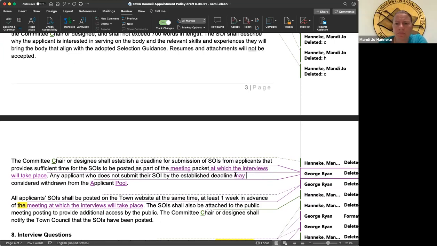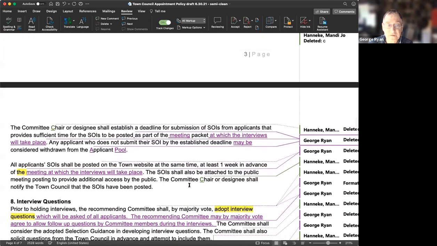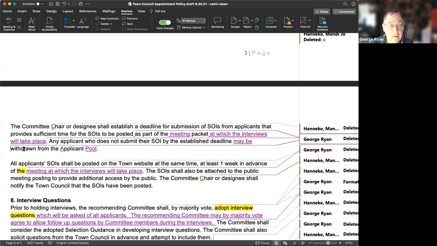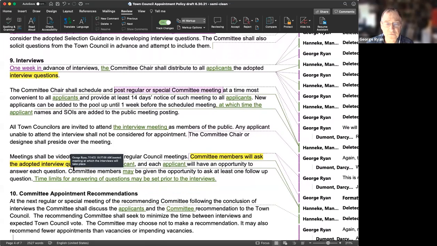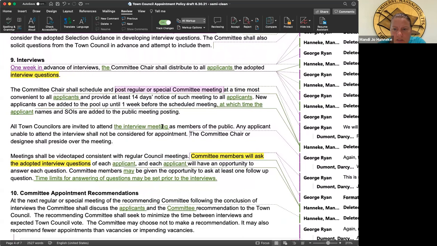Let's try that. Maybe, whoops, I'm sorry, my computer does this. May be withdrawn from the applicant pool. Then we go back to nine and let's get the wording right here. So the actual drop dead deadline. It wouldn't be new applicants. It would be the applicant pool is closed 1 week before the scheduled meeting, at which time the applicant names and SOIs are added to the public meeting posting, something like that. I think it's just the applicant pool is closed 1 week before the scheduled meeting, at which time the applicant names and SOIs are added to the public meeting posting.